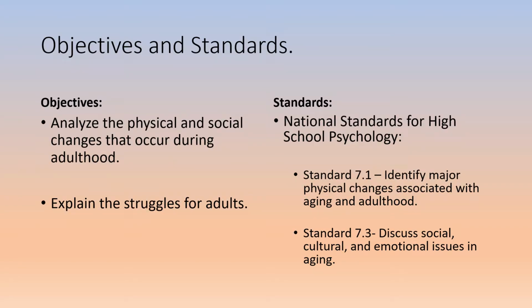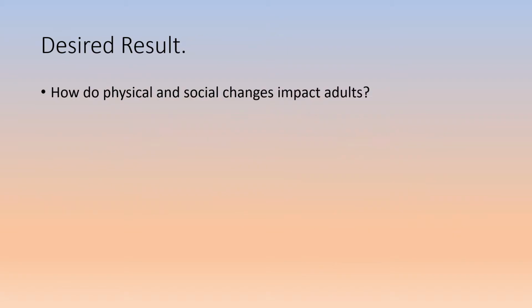So, objectives and standards: analyze the physical and social changes that occur during adulthood and explain the struggles for adults. Take a brief look at these standards there, if you would, please. And our desired result: how do physical and social changes impact adults?